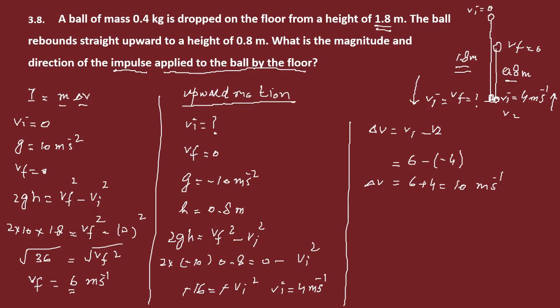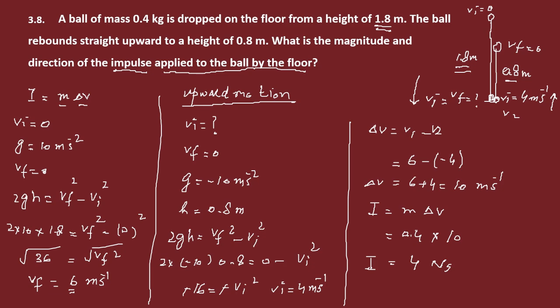To calculate the impulse, we will multiply mass with change in speed. Since the mass of the ball was 0.4 kg, we will multiply this 0.4 with the change in speed, which is 10. So the impulse is 4, and this is Newton second, or we can write it as kg m s⁻¹.